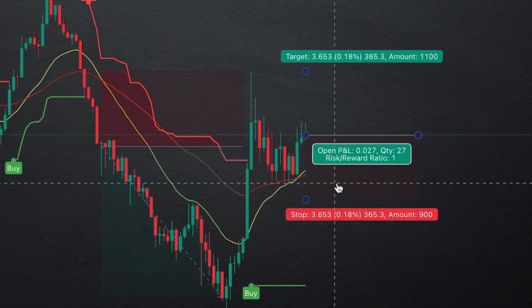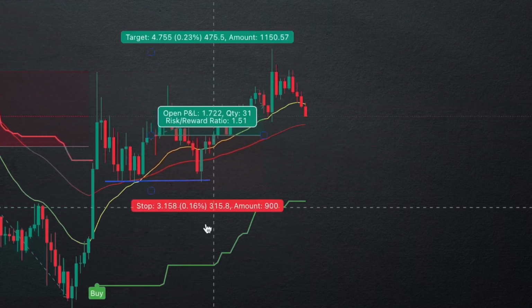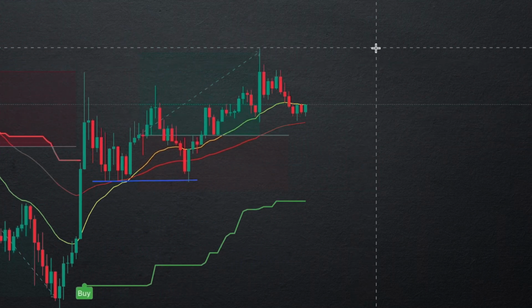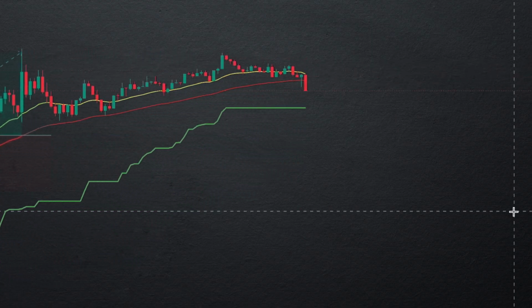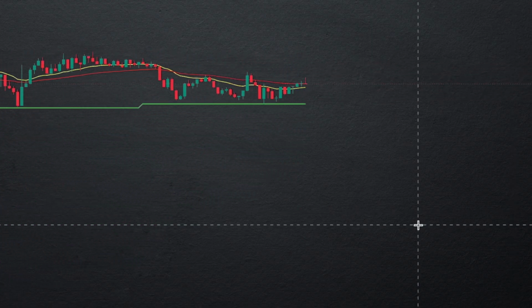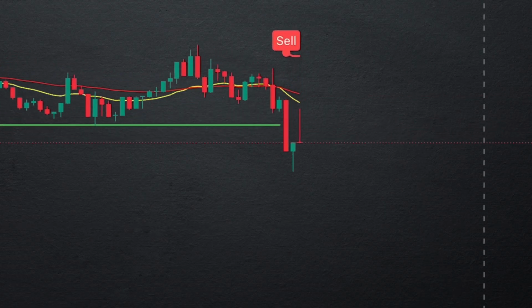But here is the good news. There is a method, a complete system, that helps us stop guessing. Instead, it allows us to make decisions based on clear signals, which can make us much more confident. And that is exactly what we are going to break down today.